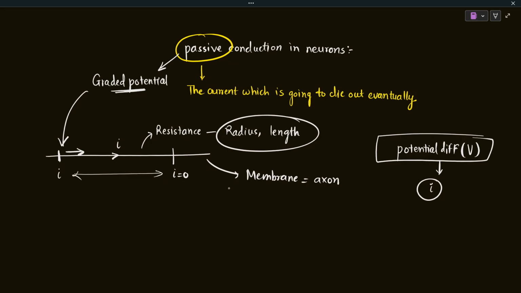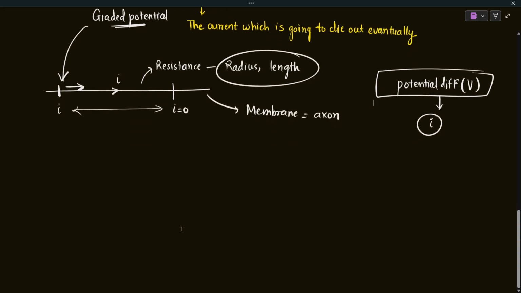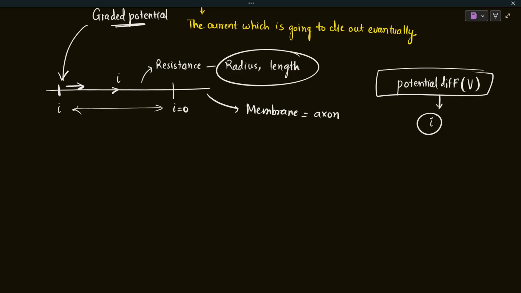The resistance offered by the axon is of two types. What are those two types? The first is the resistance offered by the membrane, the lipid bilayer of the axon, which is known as Rm. I'm referring to this as the membrane resistance.